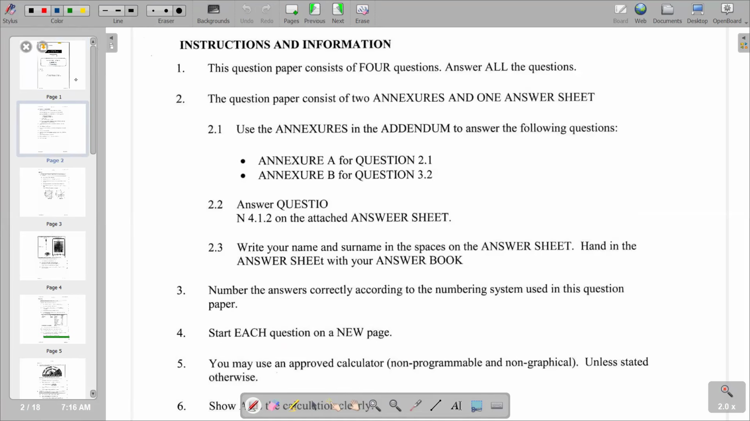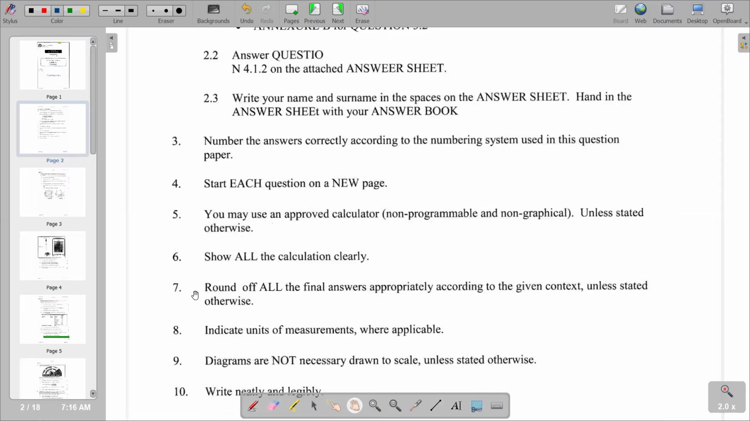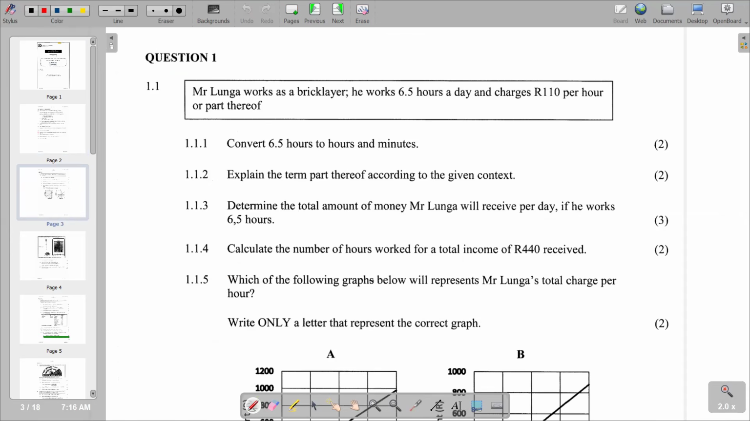Within the context of this video, we are interested in information one, which says all questions need to be answered, so you need to take note of that. And then we can also go to instruction 7, which reads: round off unless defined otherwise. So within that context, we can now go to our question, which is question 1.